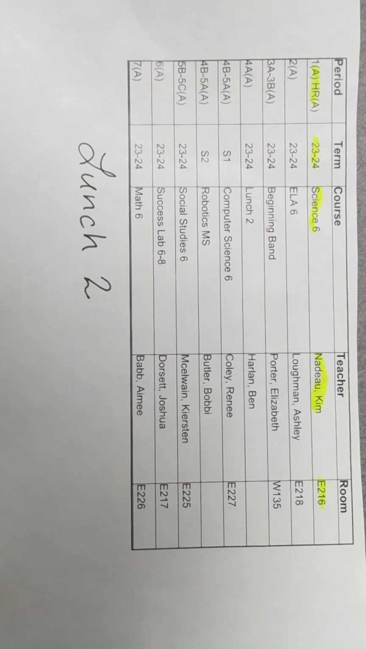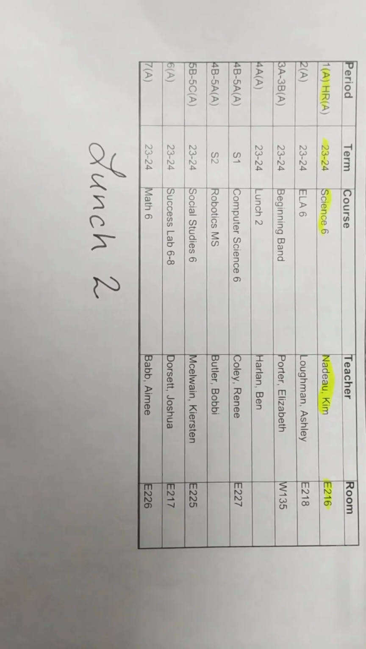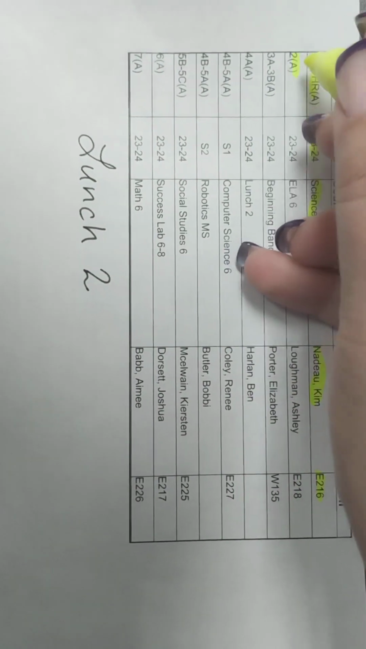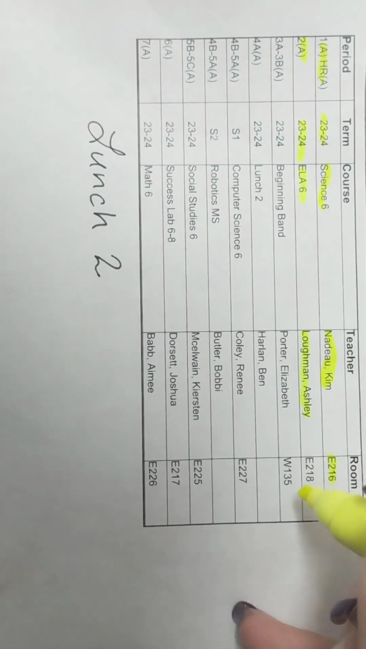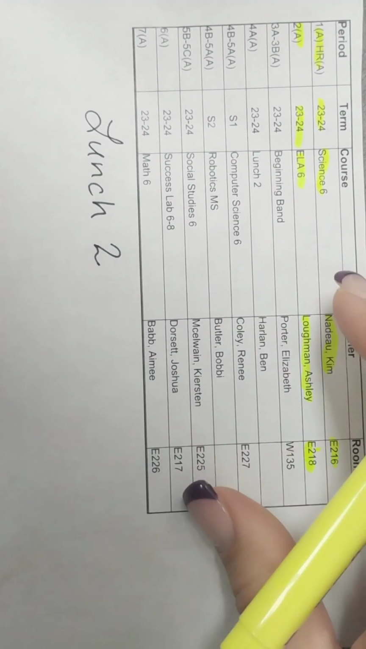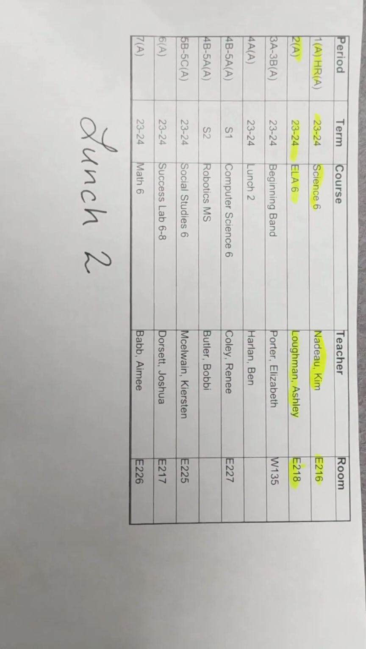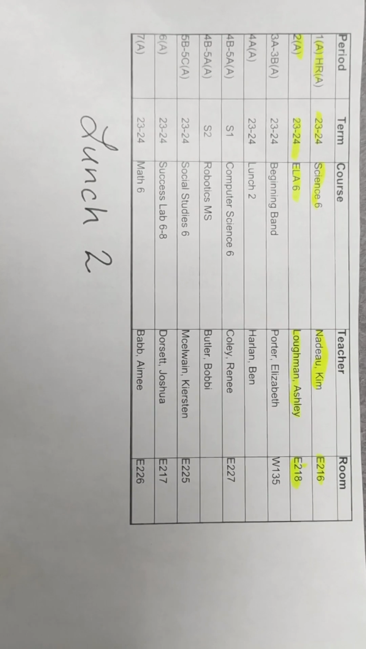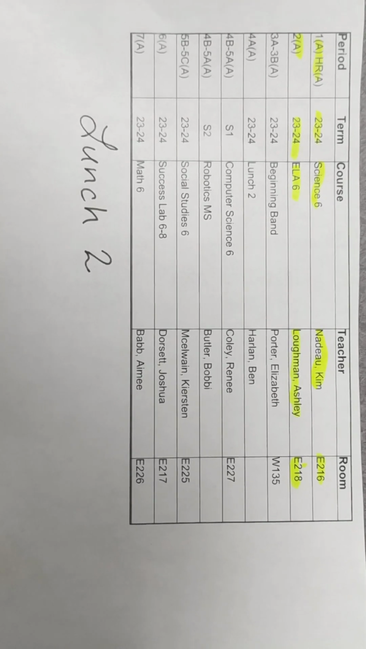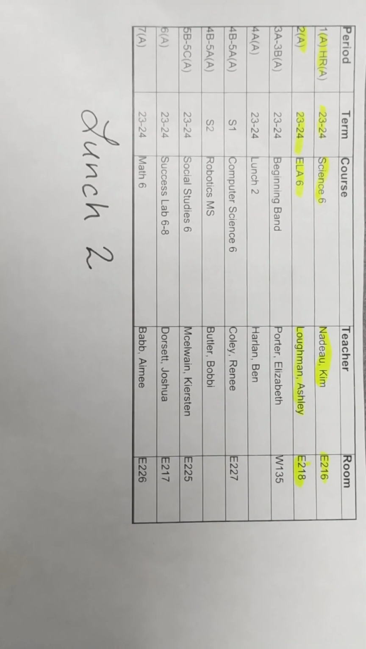After they go to first block, then they're going to be going to second. So second, you'll see is under 2A. And again, it has the subject, which is ELA, the teacher name, and the room number. Now next, it'll say 3A and B. What happens is our blocks 3 through 5 can have an A and a B class.